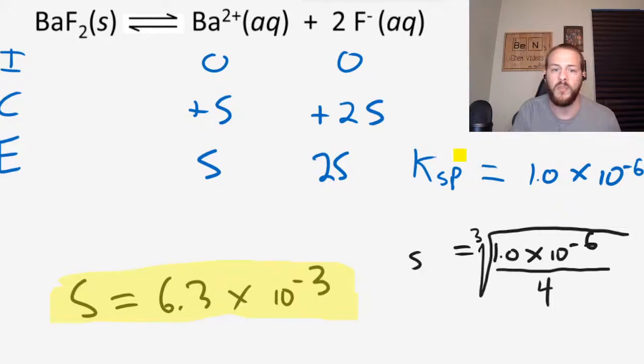So all we did here was just work out an equilibrium problem. We set up our ice table, right? And then that gave us these concentrations of our ions in terms of s. And then we substituted those concentrations into the solubility product constant expression and then solved for s. And that gives us this value right here, 6.3 times 10 to the minus 3. So I hope that was useful for you.